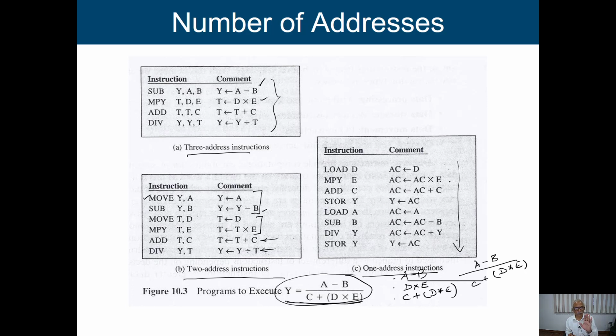Now I think you got it. As a designer, you have to see where you are going to compromise, whether you are going to compromise on speed or you are going to compromise on cost. This is the way that you always have to look at it.